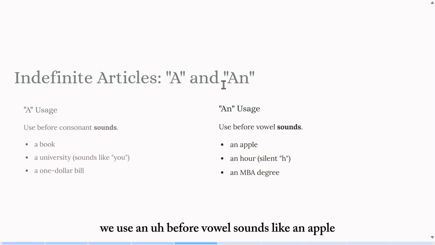We use an before vowel sounds like an apple, an hour, although this word hour starts with H, but H is silent and we do not pronounce H here. We start pronouncing the word starting from O. That is why we use an hour, not a hour. We say an hour. An MBA degree. In here, M is pronounced like em, MBA degree. So it has a vowel sound. That is why we use an.